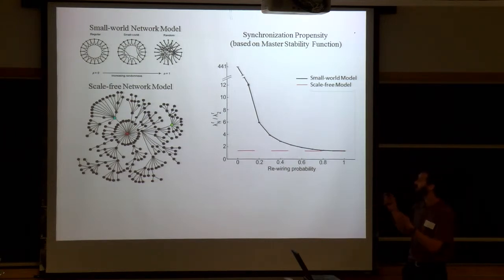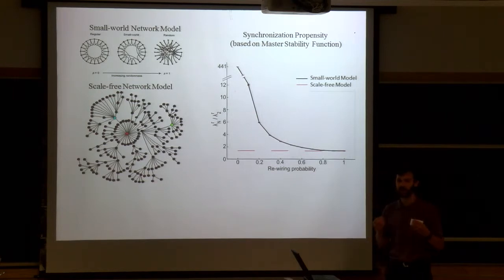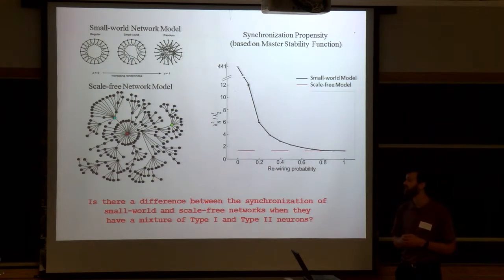But we know that this master stability function approach for characterizing synchrony is only valid for homogeneous networks, where all the neuron dynamics are the same. That's not very realistic when considering the brain, which we know has a wide variety of different kinds of neurons. So we wanted to see if any differences arose in the actual synchrony of these two networks when heterogeneity was introduced. So when you have a mixture of type 1 and type 2 neurons.